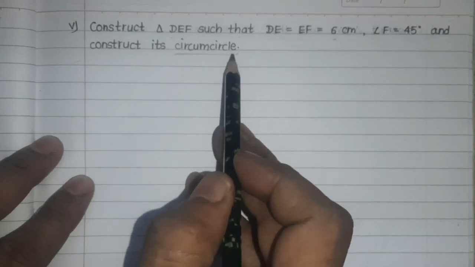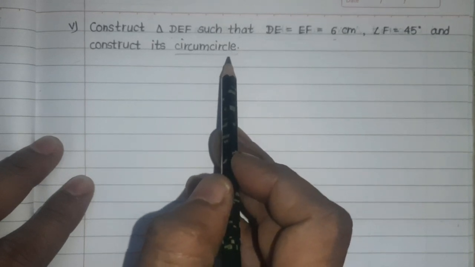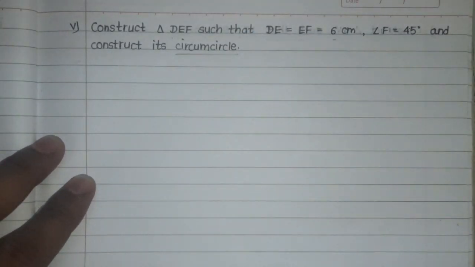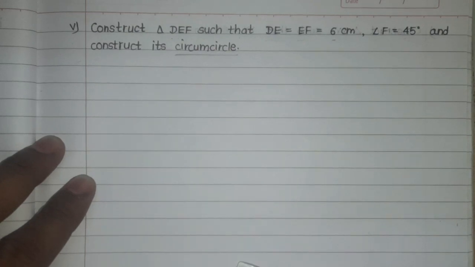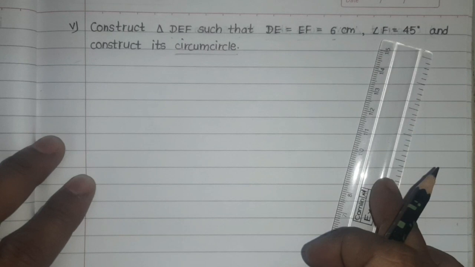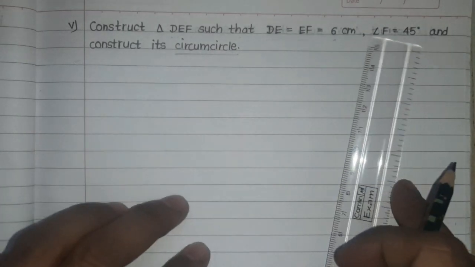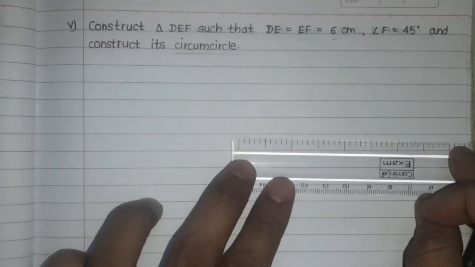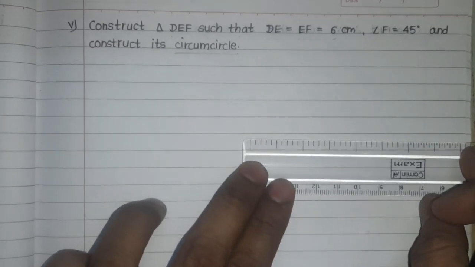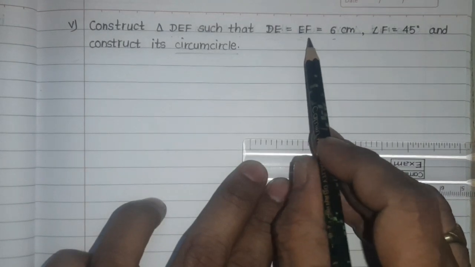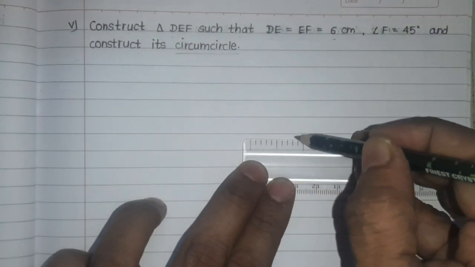In this sum we have to draw the circumcircle. Now first of all we have to construct triangle DEF. In that the length of two sides is the same, that is 6 cm, and the measure of angle F is 45 degree. For that we have to draw the analytical figure. In that analytical figure, first of all we have to take EF as a base. It is 6 cm.